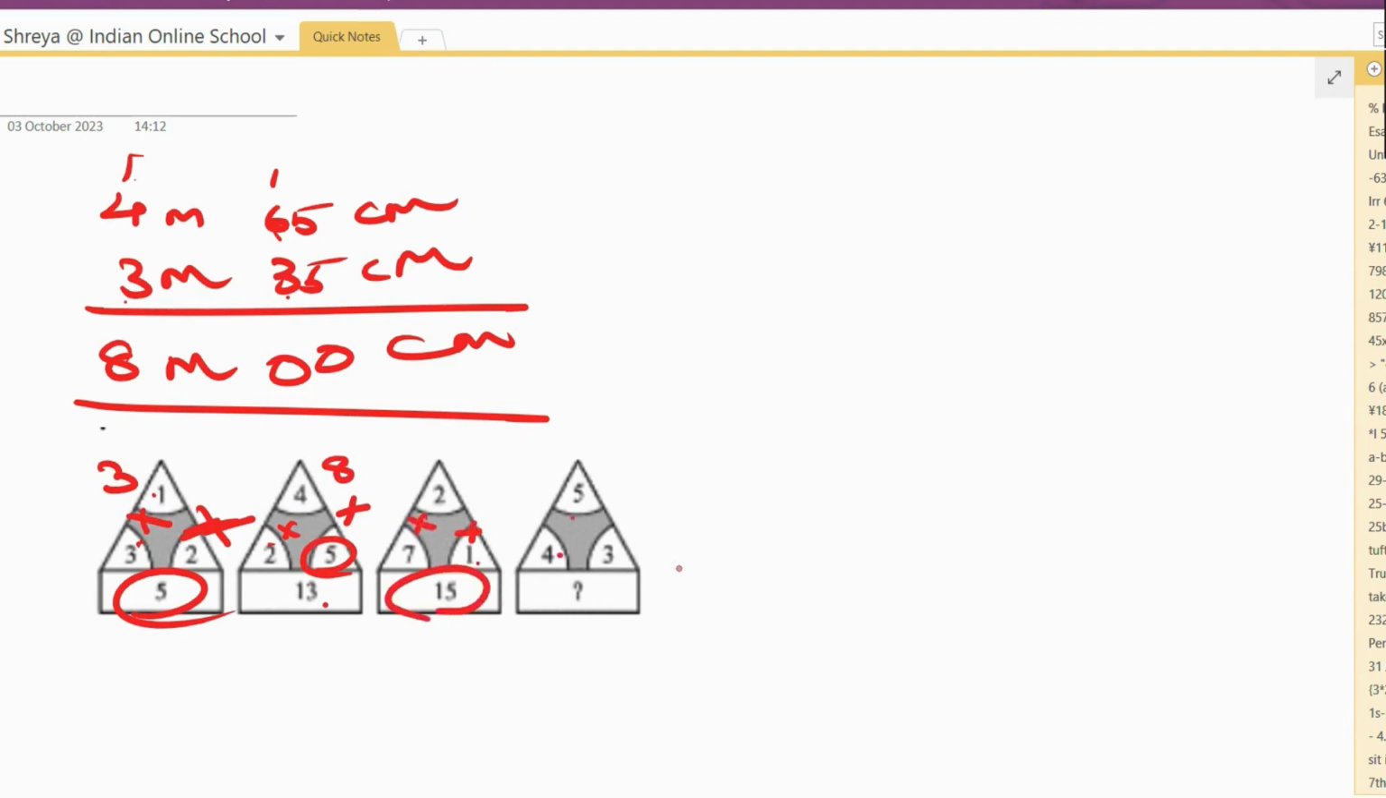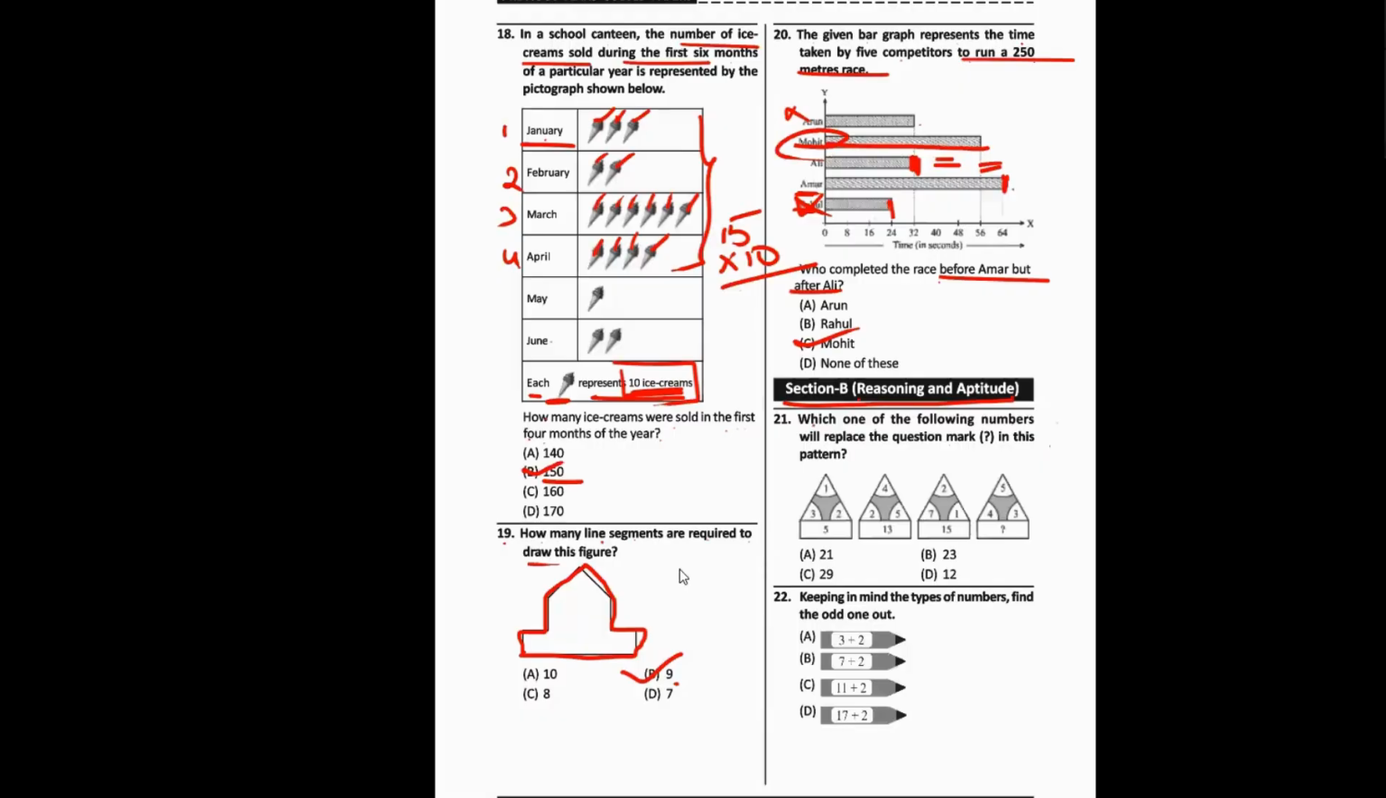So this should be 5 multiplied to 4 plus 3. That's 20 plus 3, 23. Where do you have 23? Option B. That's my answer.